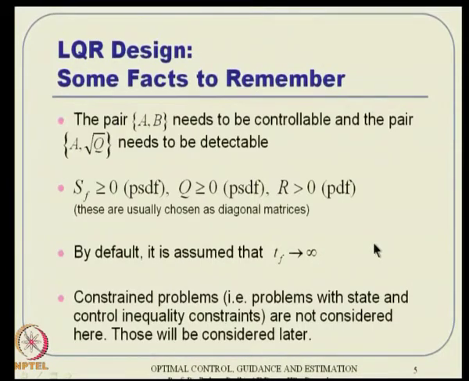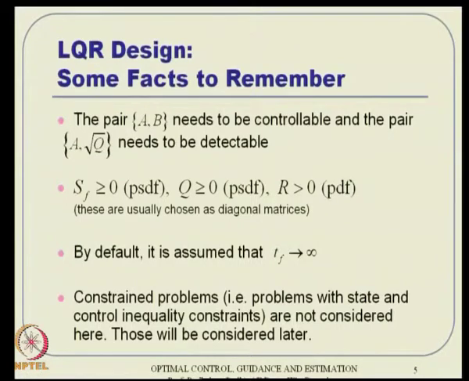There are some other facts to remember. I told you that this pair AB obviously needs to be controllable. The very idea of controllability is always there, and if the pair AB is not controllable, LQR control cannot be done. In fact, any other control cannot be done either. So, the very fundamental requirement is that AB needs to be controllable, and also it turns out that A and square root of Q also needs to be detectable. Okay. So, these are all theoretical requirements.